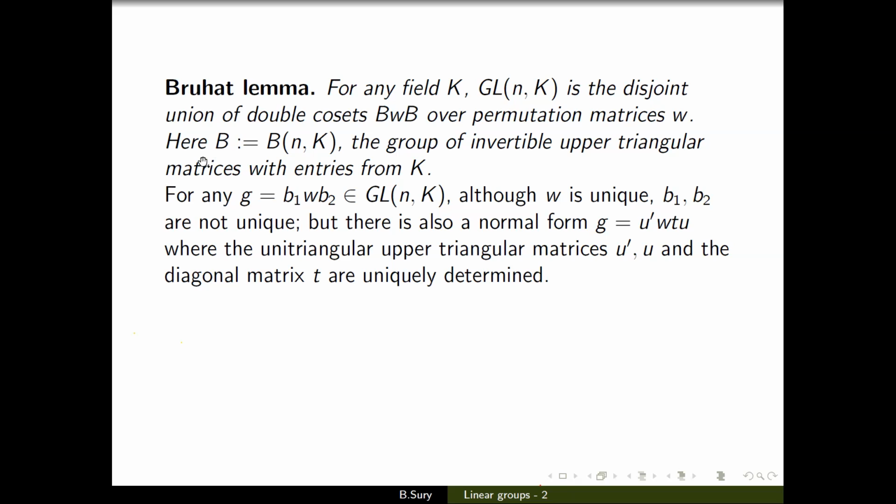So this is the disjoint union of double cosets BWB. Okay. B is, of course, as before, upper triangular invertible matrices. W is the set of permutation matrices. You know, there are n factorial of them. Now, double coset means a set of this form. Okay. So when you have a double coset like this, and of course, you have another double coset, say, B W' B. These are two subsets of this.